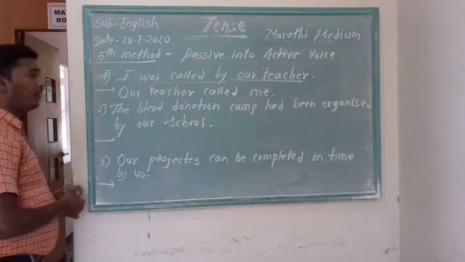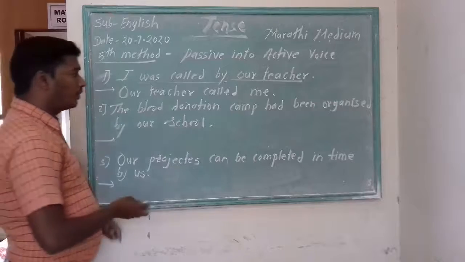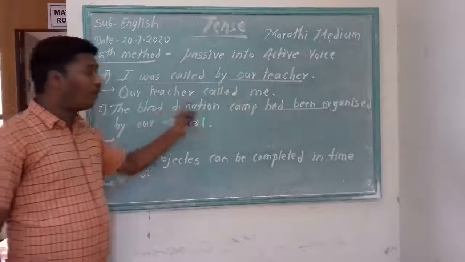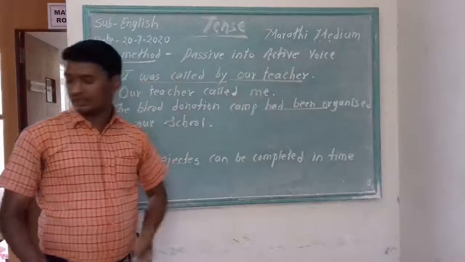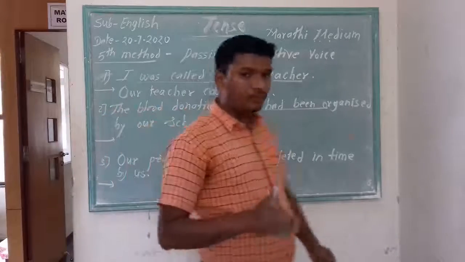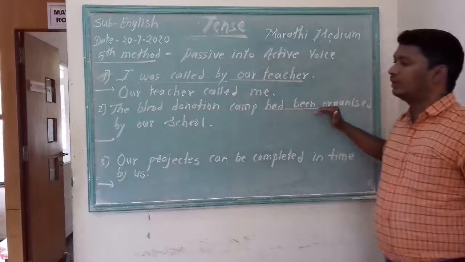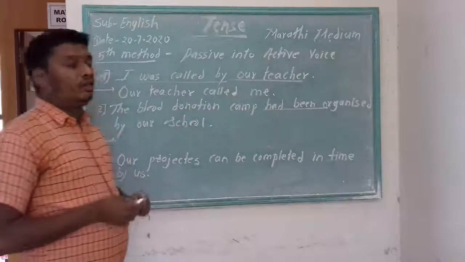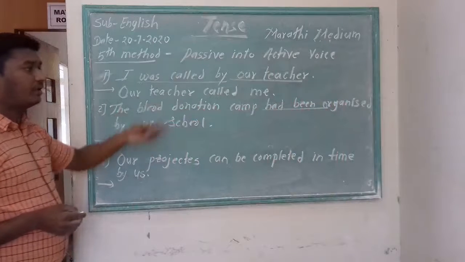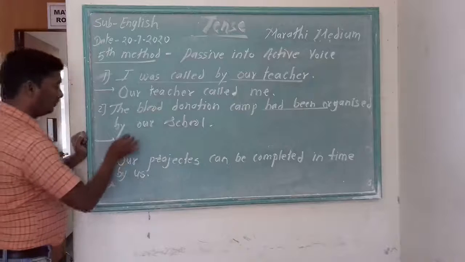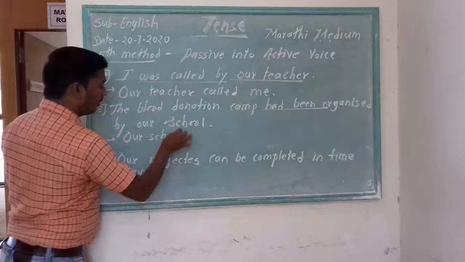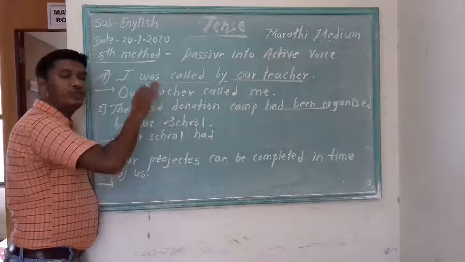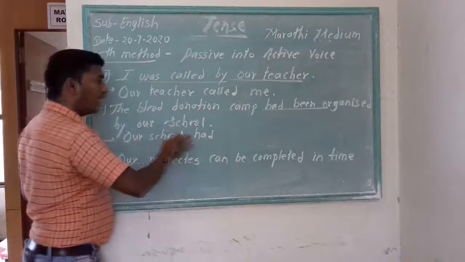The blood donation camp had been organized by our school. From had been organized and by, it is passive voice, and from had been organized, it is in past perfect tense. Look, from the auxiliary verb been and from V3, we know that it is past perfect tense. We have to convert it into active voice. First take the object after by, our school, and take it at the place of subject. Take had, remove been, because we don't take been in active voice. Our school had.